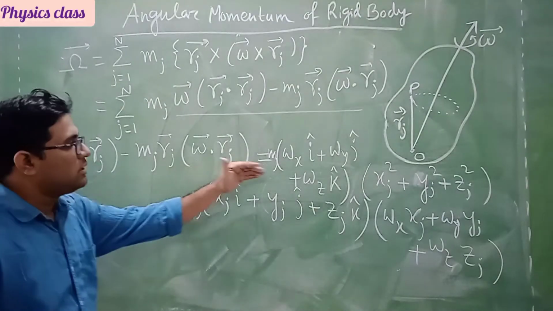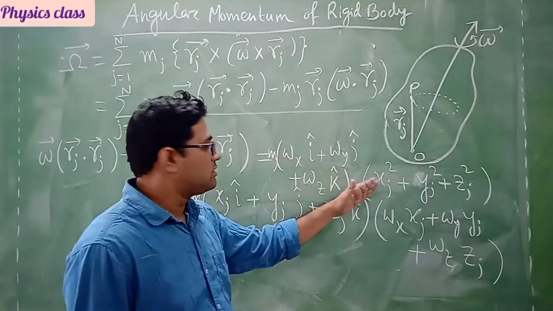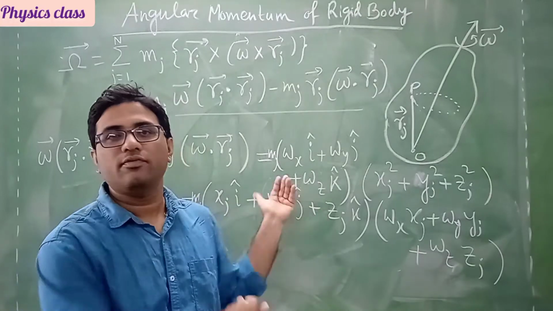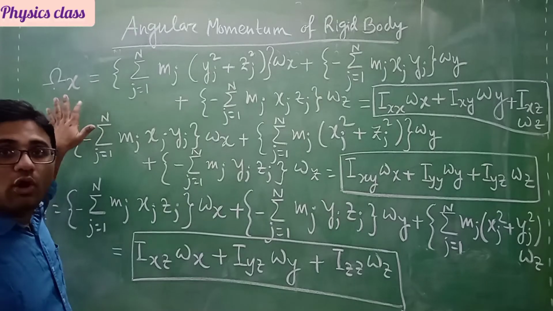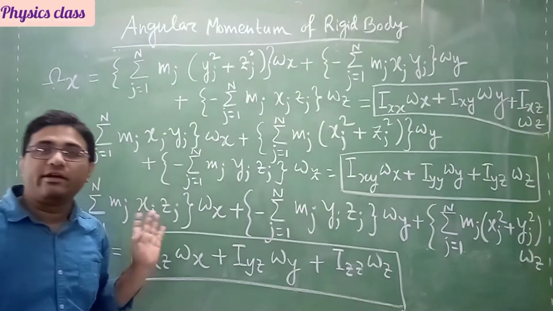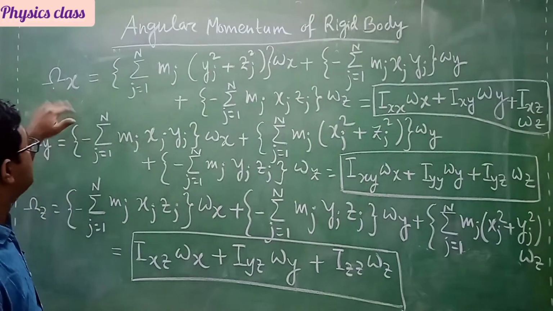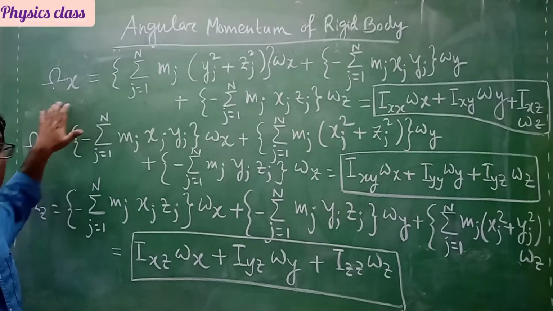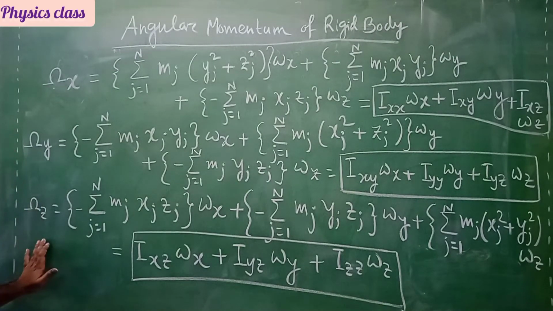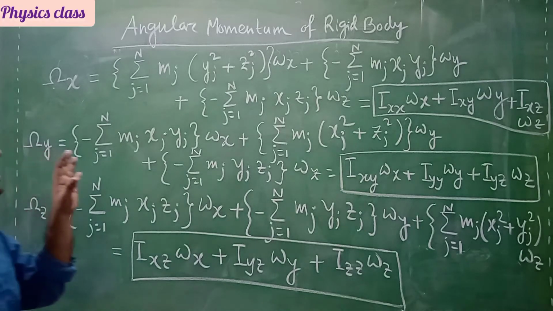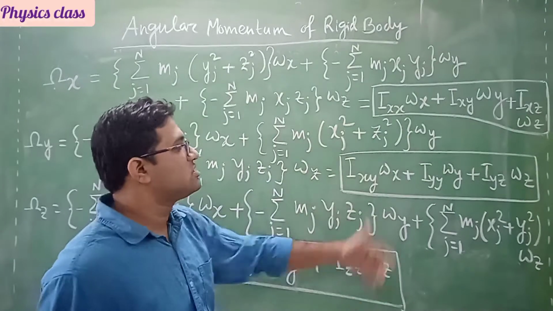Now we will multiply this and we will see how the form looks. Okay. Now these are the forms of all the angular momentums at different axes. So this is the x component of angular momentum, this is the y component of angular momentum, and this is the z component of angular momentum. Now let's try to understand what is written in this box.